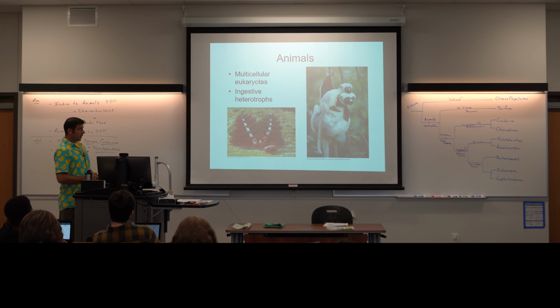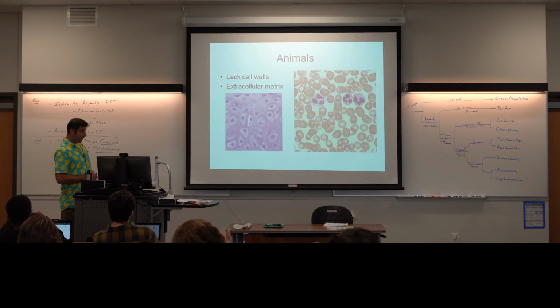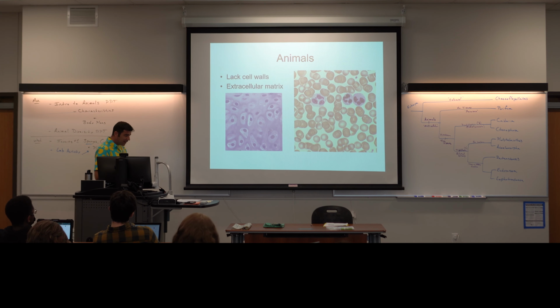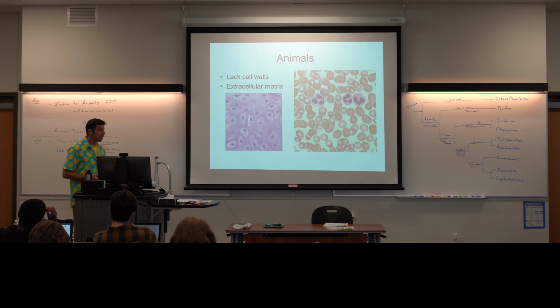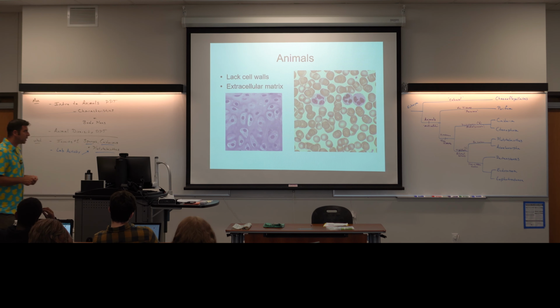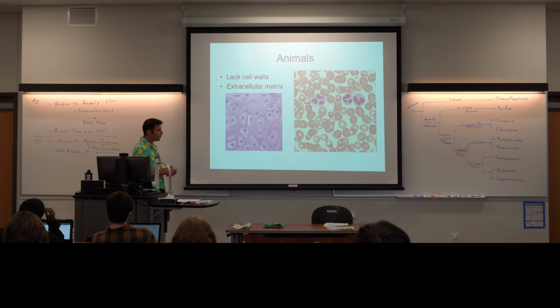These are multicellular eukaryotes, but we're going to see that they lack cell walls. Instead of a cell wall, they have this extracellular matrix. It's a substance that is secreted by cells and fills the space in between cells. If this was an anatomy and physiology class, we would be talking about different types of tissue, and you have different types of tissue depending on the different types of extracellular matrix.